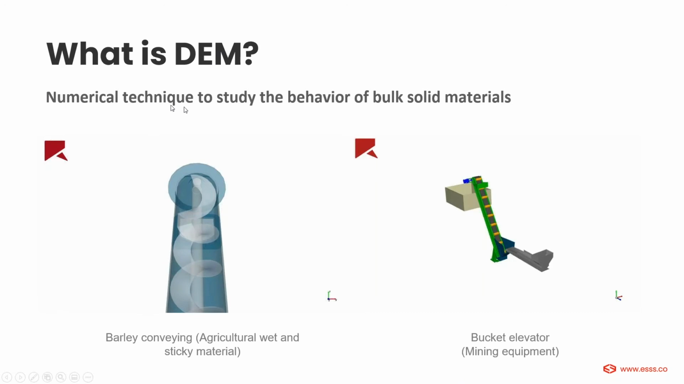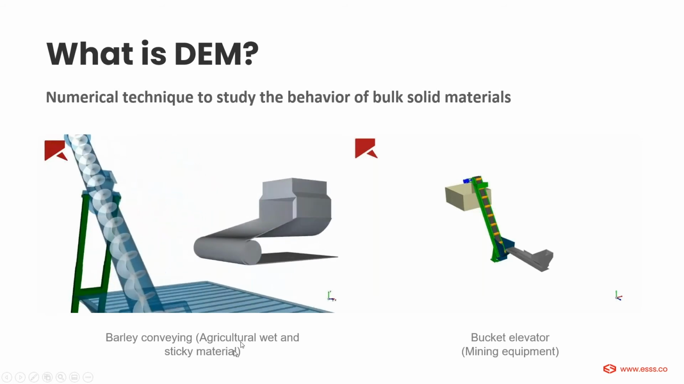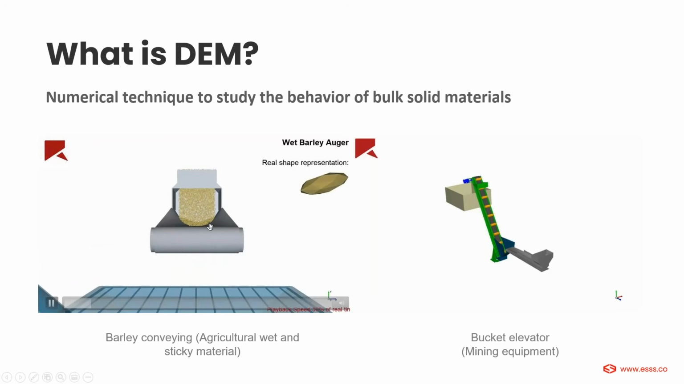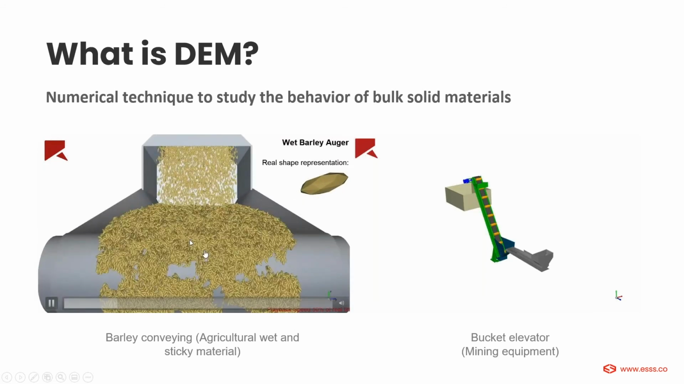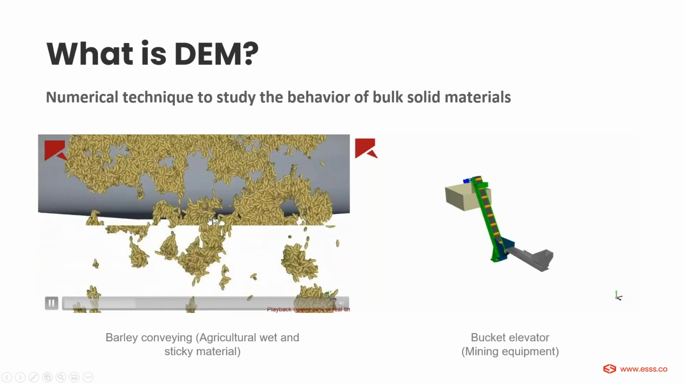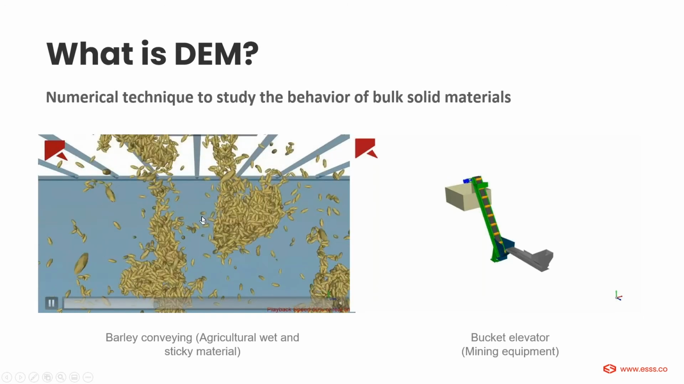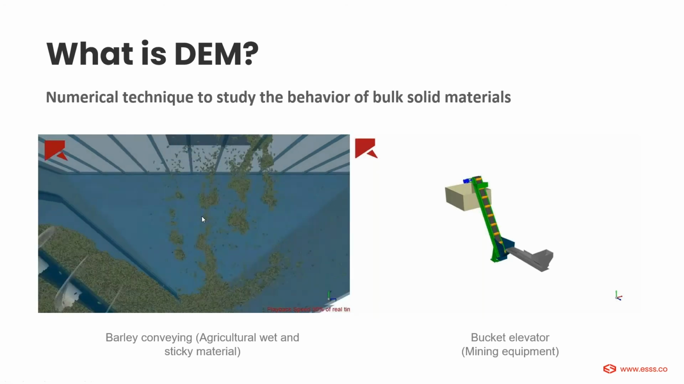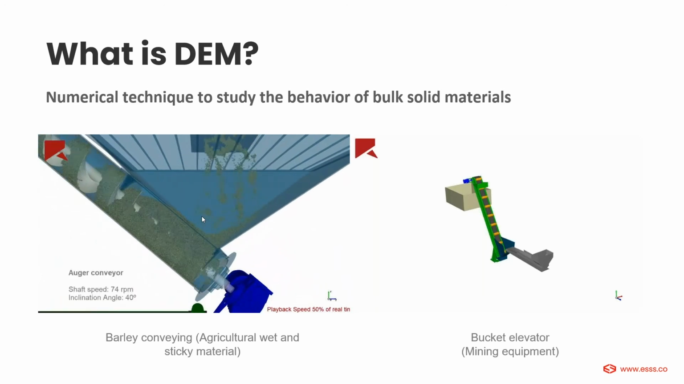For those who are not familiar, DEM stands for discrete element method, and it's basically a numerical technique to study the behavior of solid materials. As you can see in this first video, we have barley conveying equipment from the agricultural industry. The barley particles are represented using their real shape. What DEM does is solve the motion and track each individual particle within your domain. And then you can have a lot of particle level information that is not easily accessible through regular experiments.